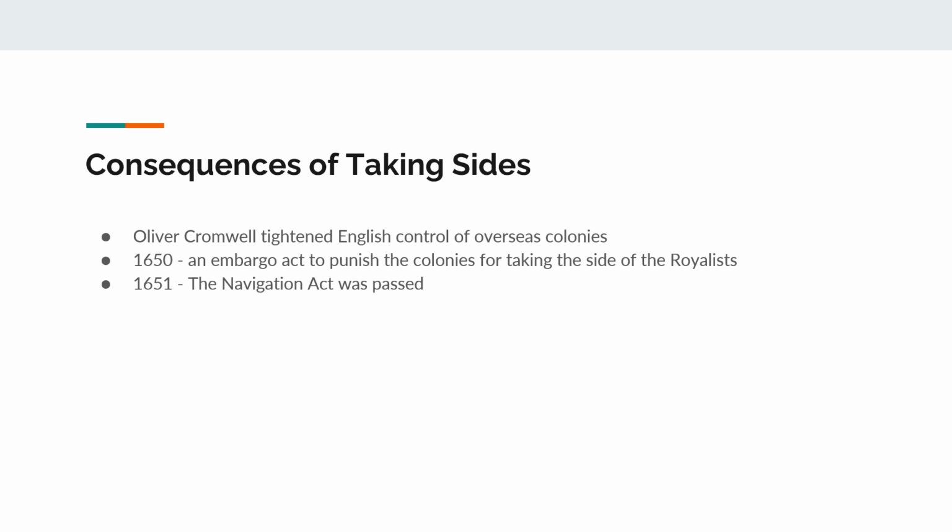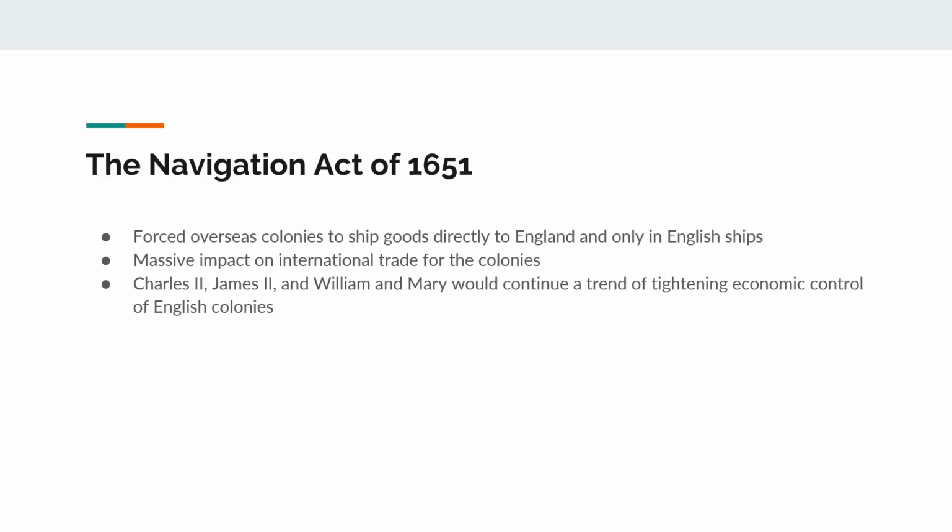And in 1651, the Navigation Act is passed. And this 1651 Navigation Act is the beginning of a really important economic system that ties England to its North American colonies. And in essence, it forces its overseas colonies to ship all of its goods directly to England and only in English ships. So that obviously has a massive impact on international trade for the colonies.